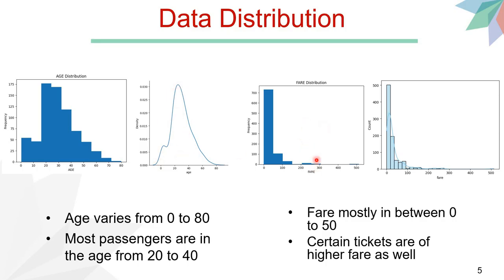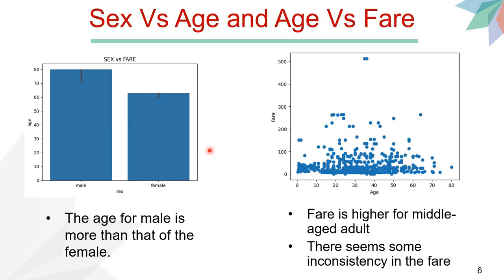Following on, we also want to see the fare of the passengers. The fare of the ticket is mostly between 0 to 50, and certain fare is close to 500 as well. So you will find some fare which is higher. And then if you compare the sex with the fare, then you will find sex and the age here. So you will find here the male age is higher than that of the female. Okay, this is not fare, it should be age here.